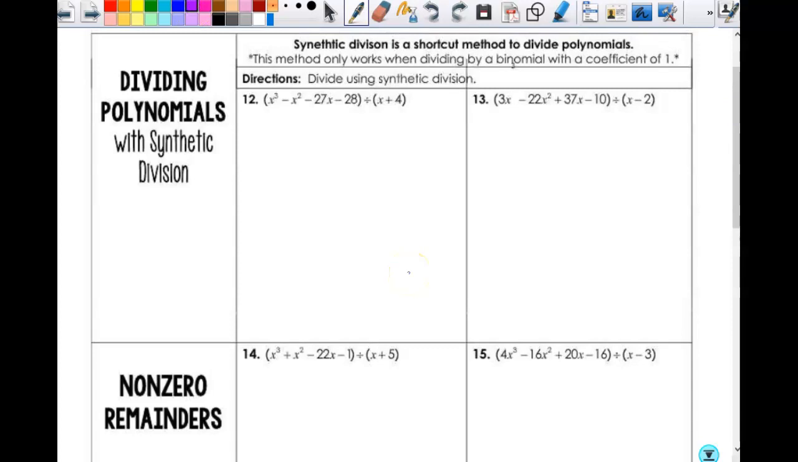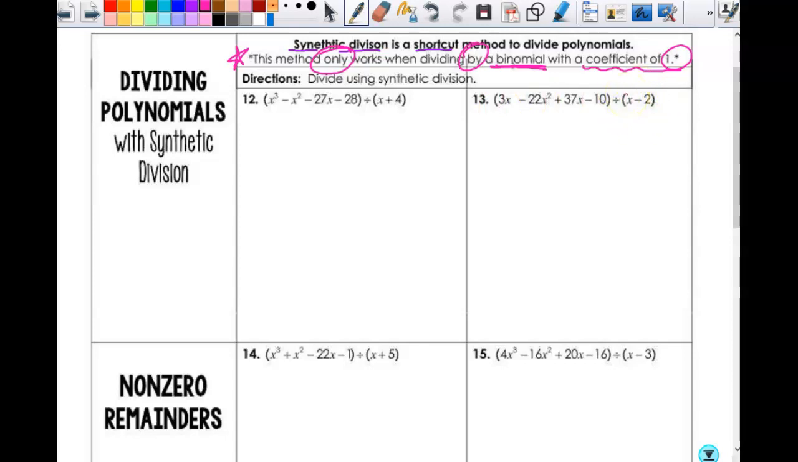All right, so synthetic division. Synthetic division is what we're doing today. It's a shortcut to divide polynomials. Here's the super important part. This method only works when dividing by a binomial with a coefficient of 1. That does not mean that the polynomial itself has to have a coefficient of 1. It means that the divisor has to have a coefficient of 1.